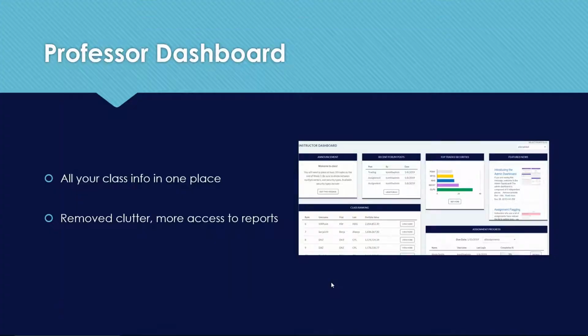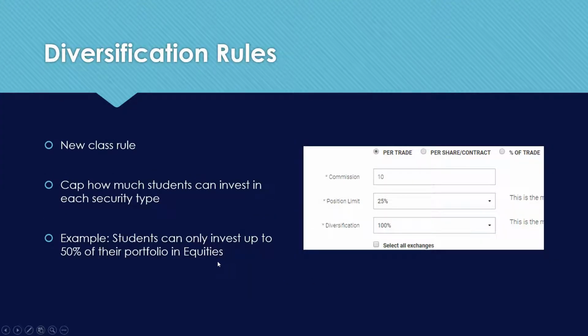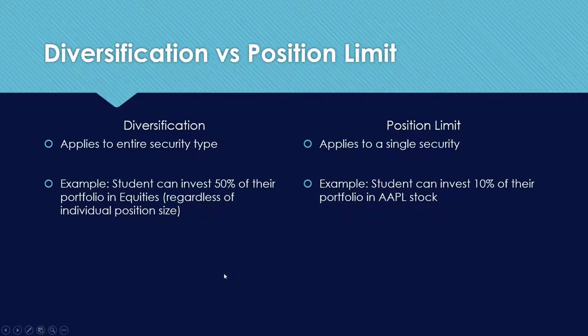So next up, new diversification rules. Now, diversification rules is something that professors have been asking us about for years, really. So it's a new class rule that you'll be setting when you set up your class, and the way it works is a cap on how much students can invest in each security type. So an example of that would be a student can only invest up to half their portfolio in equities. So the rest of it they have to put in some other security types like bonds or options.